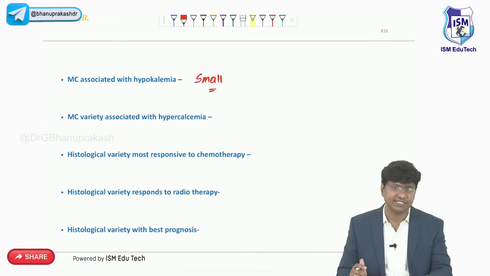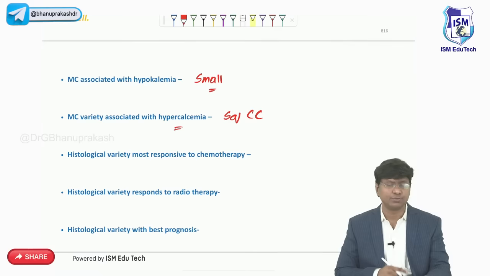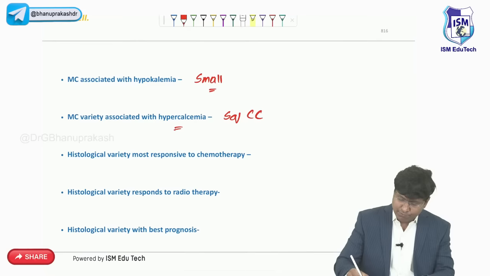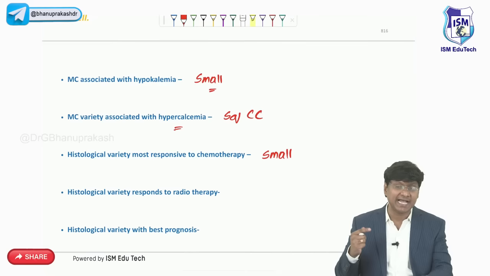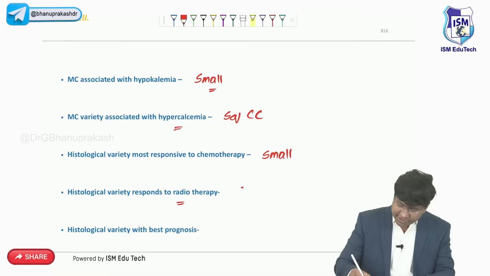And the type of bronchogenic carcinoma which will cause hypercalcemia will be squamous cell carcinoma. Why? Because squamous cell carcinoma is a source for parathormone that can cause hypercalcemia. And the type which is most responsive to chemotherapy will be small cell carcinoma. We don't do surgery in small cell carcinoma because it has a high tendency of metastasis. So surgery is ineffective. And the one which will respond better to radiotherapy is also small cell carcinoma.